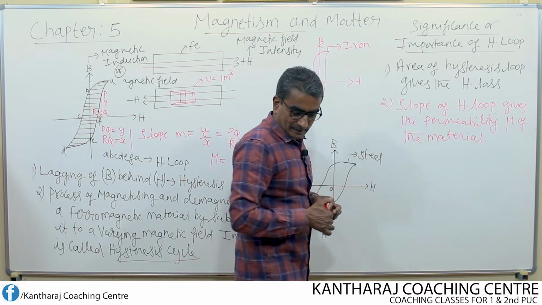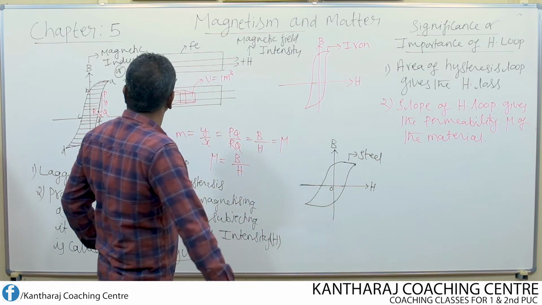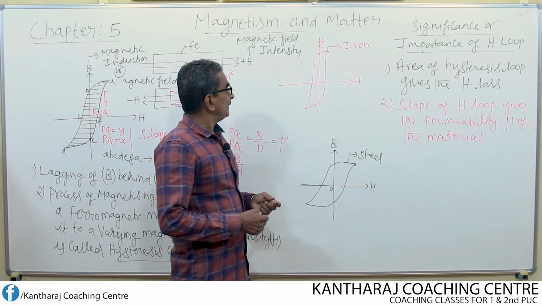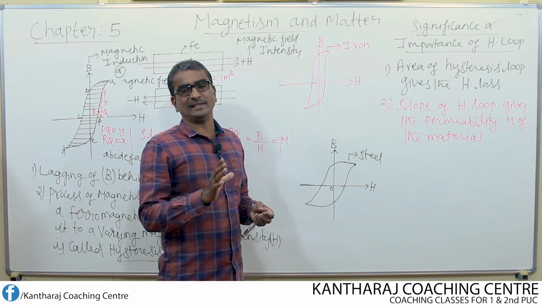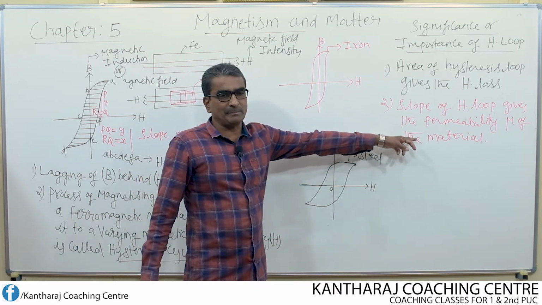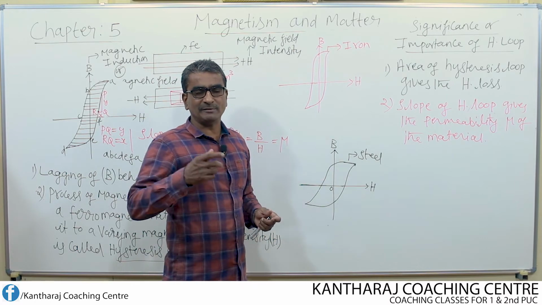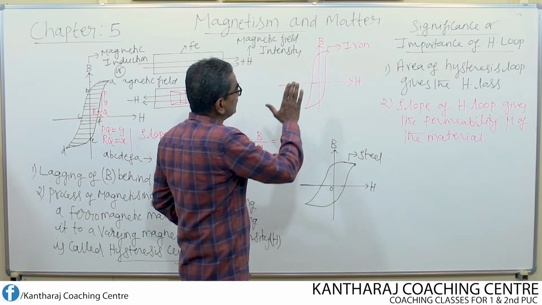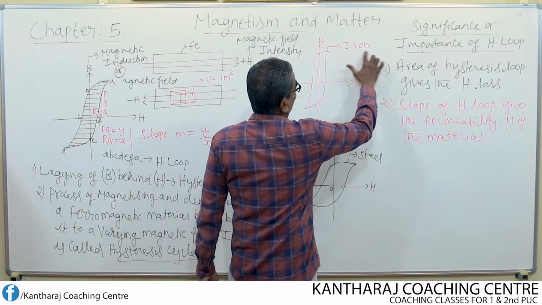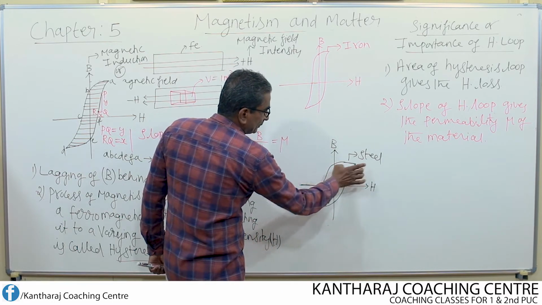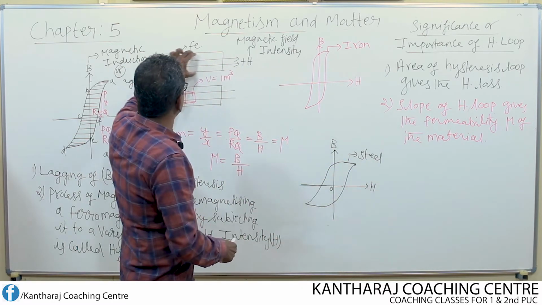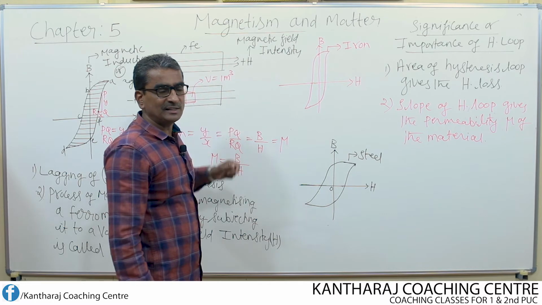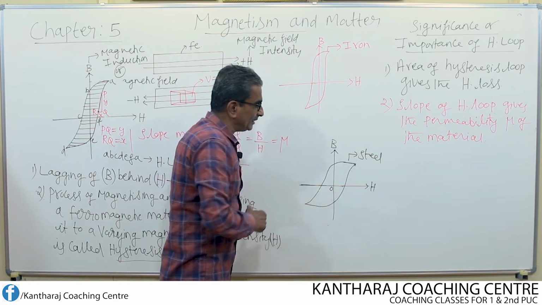Then thirdly, what can we find out from this hysteresis loop? We can find the material's coercivity and retentivity. Already we have determined the permeability of the material. Similarly, we can determine the coercivity and retentivity. Now let us take two hysteresis loops. This is the hysteresis loop obtained by magnetizing an iron bar, and this is the hysteresis loop obtained by magnetizing a steel bar. Instead of keeping iron inside the solenoid, if I keep steel inside the solenoid and subject that to the hysteresis cycle, then we finally get a hysteresis loop like this.